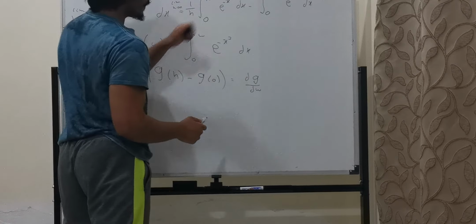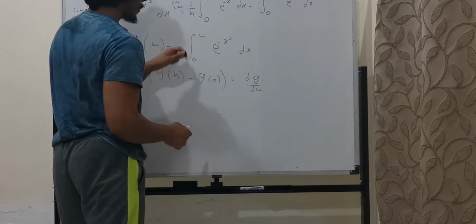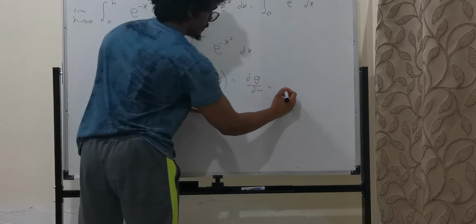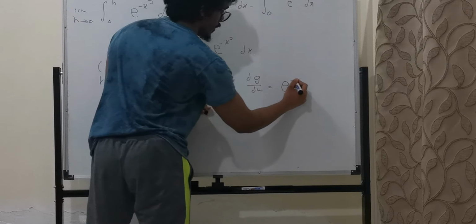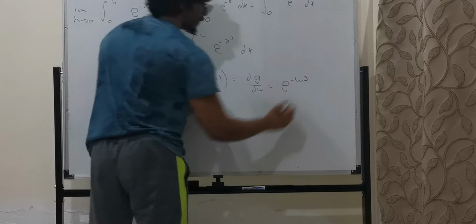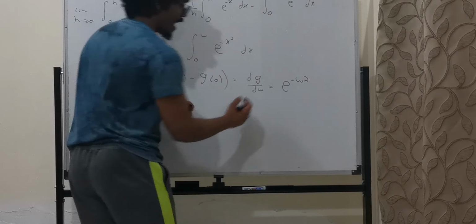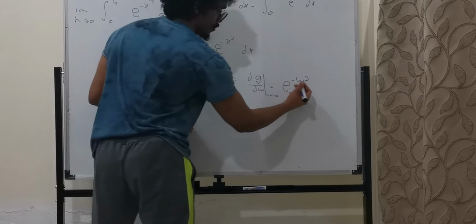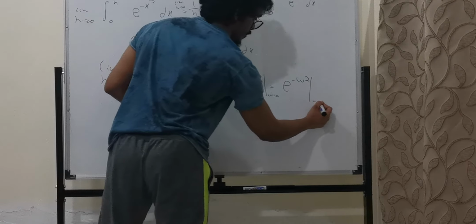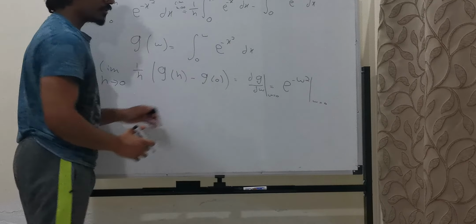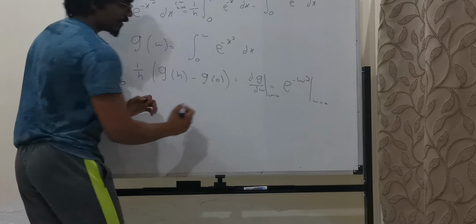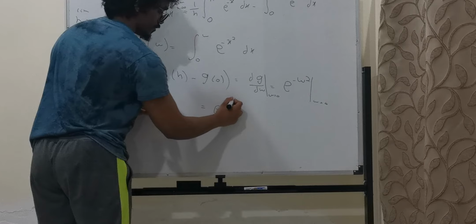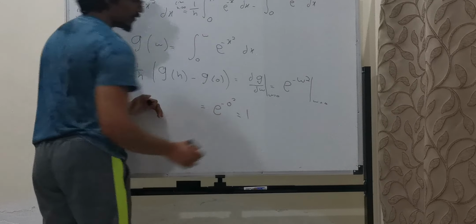If we go to the function and differentiate with respect to w, this will be equal to e to the negative w squared. We have to evaluate this at the value equal to 0. So the final answer would be e to the negative 0 squared, which is just 1.